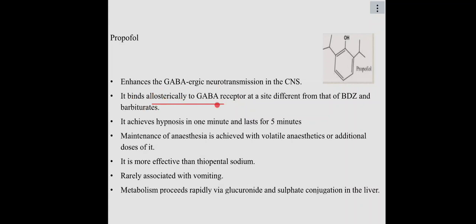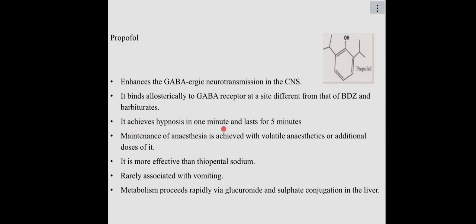Once it binds allosterically to GABA, then remember we said GABA is an inhibitory neurotransmitter. So when GABA binds a GABA receptor, then it brings about influx of chloride ions, and that is inhibitory. And therefore, when this drug binds a GABA receptor at an allosteric site, it will do the same as the barbiturate, bring in chloride ions, and therefore behave as an inhibitory neurotransmitter.